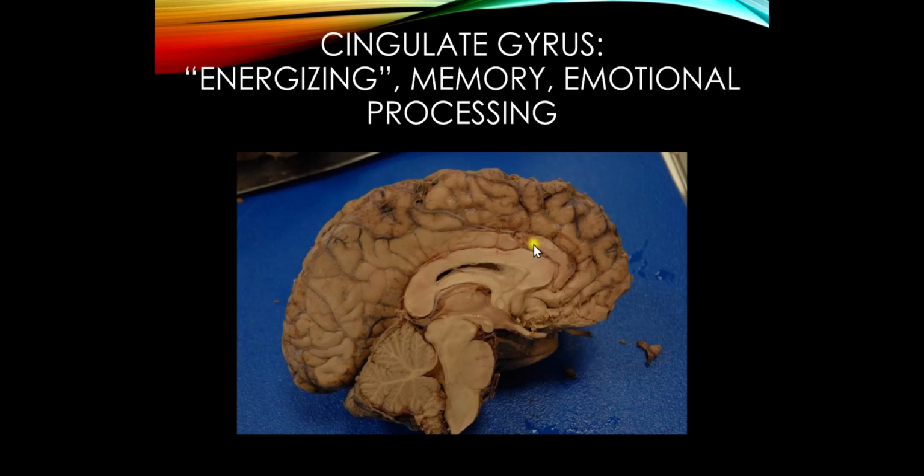So the cingulate gyrus, I mentioned earlier, the anterior portion is important for energizing. But remember it's part of Papez Circuit, so it's also important in the process of laying down new memories, and it's also very important for emotional processing. So there's a lot going on here in terms of the function of the cingulate gyrus.